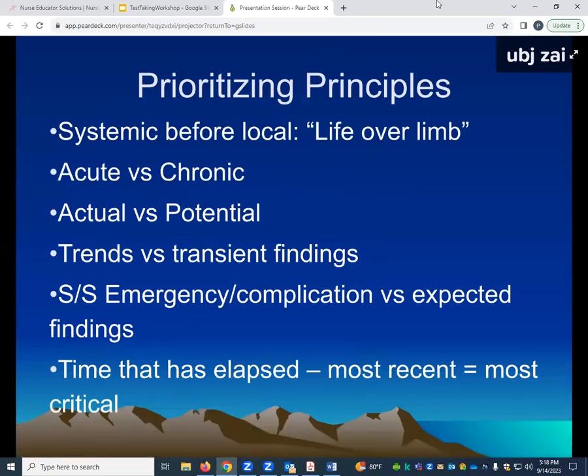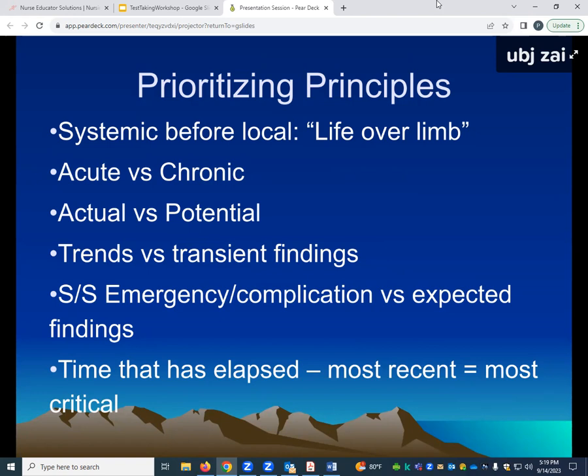Systemic over local. Things that are more systemic, that are not localized, things that are life-threatening versus things that are not life-threatening, are going to be your priority. You need to know the acute versus the chronic manifestations of the disease processes that we're teaching you. What is the chronic state for this patient who has congestive heart failure? And what are indications of the acute exacerbation of that?